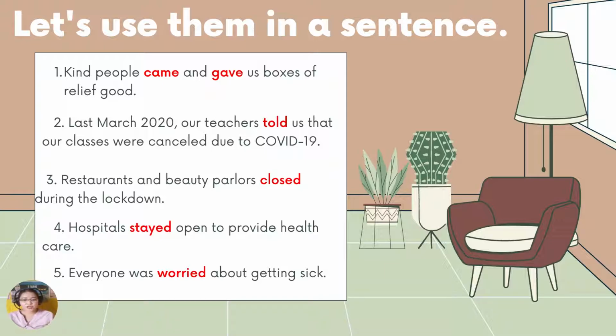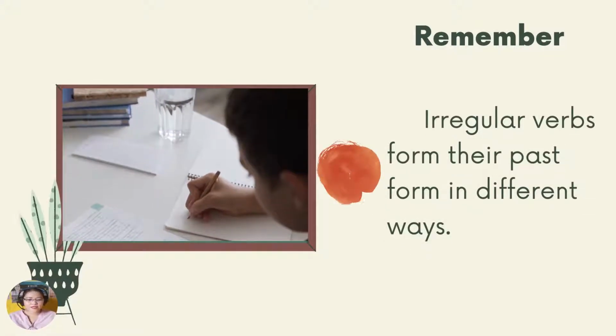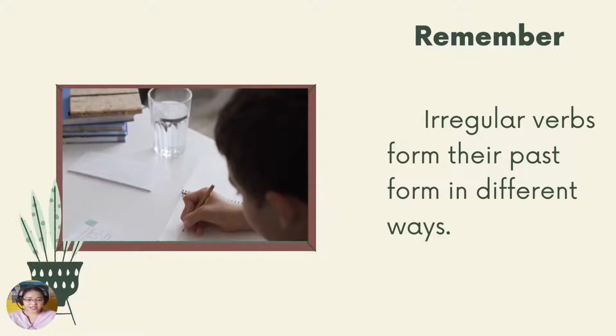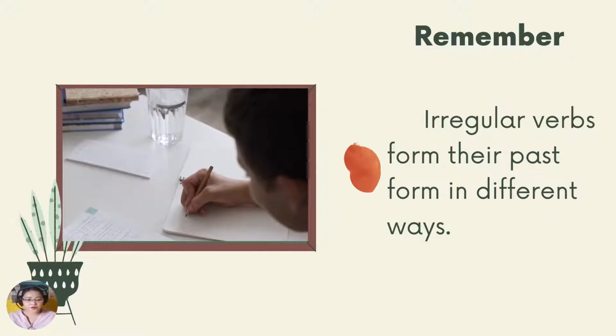For number 3, restaurants and beauty parlors closed during the lockdown. We use the word closed. Number 4, hospitals stayed open to provide health care. So we use the past form of the verb stayed. And for number 5, everyone was worried about getting sick. So we use the past form of the verb worried. So do not forget that irregular verbs form their past form in different ways.